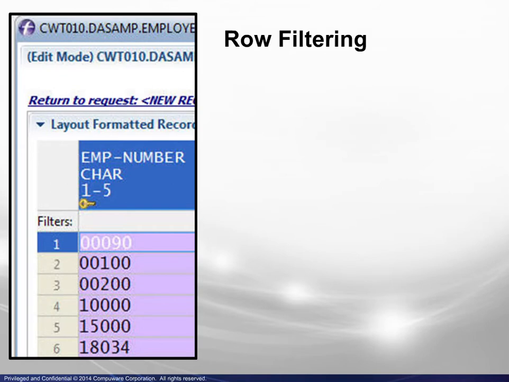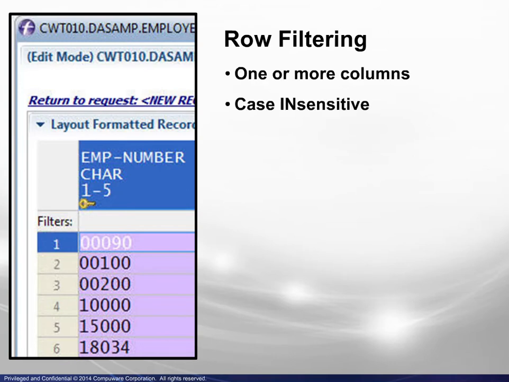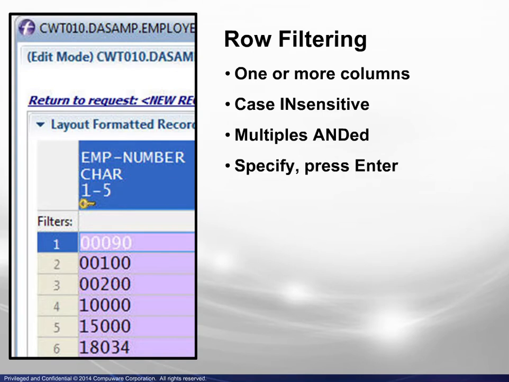The next topic for discussion is row filtering. Filters may be applied to one or more columns. Filter values are case insensitive. Multiple filters are treated as AND conditions. To apply a filter, specify it, then press Enter.